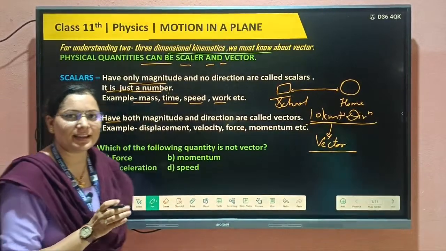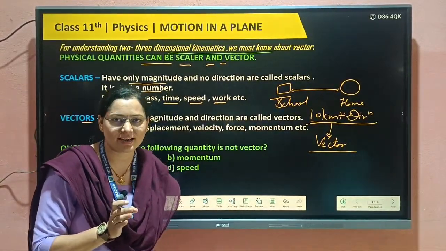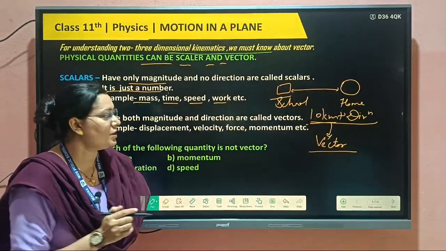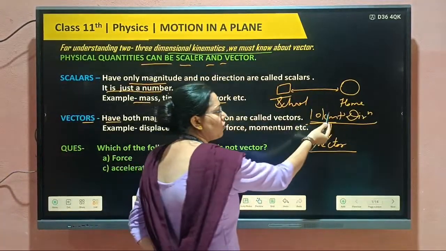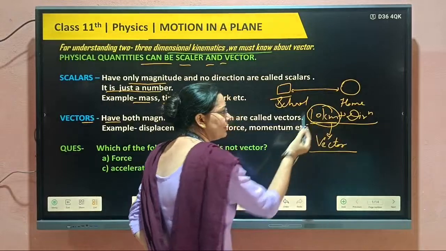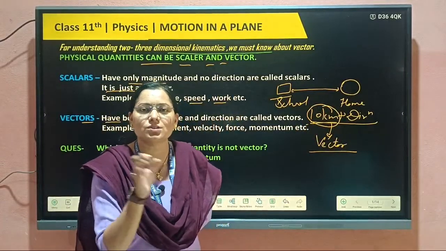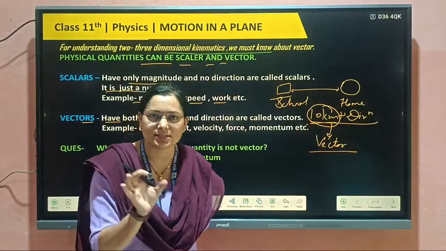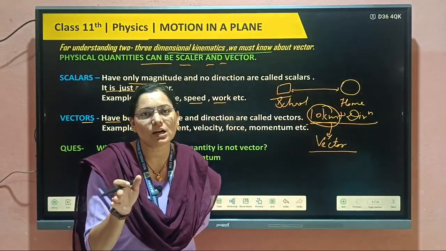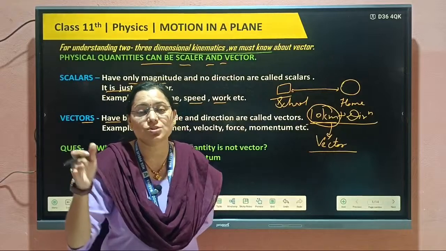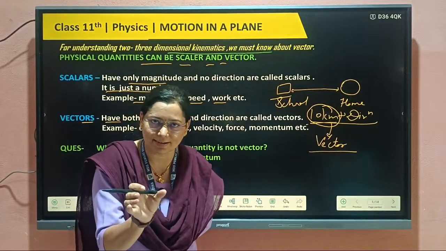In a vector we can define direction as well as magnitude. Here I told you, beta, if we know about this 10 kilometer, in which direction you want to go, that if you are going from home to school, the distance between the two is 10 kilometer, and if we know the exact direction, that school is in that direction, then that will be your vector quantity.